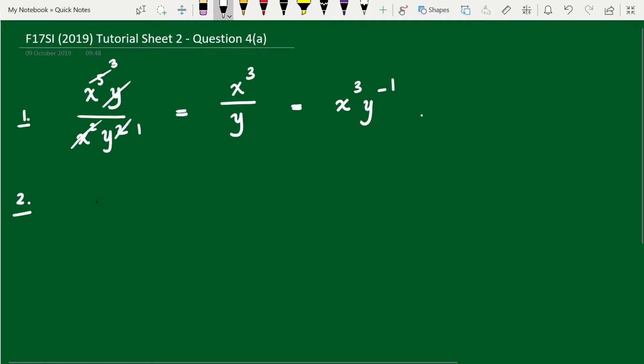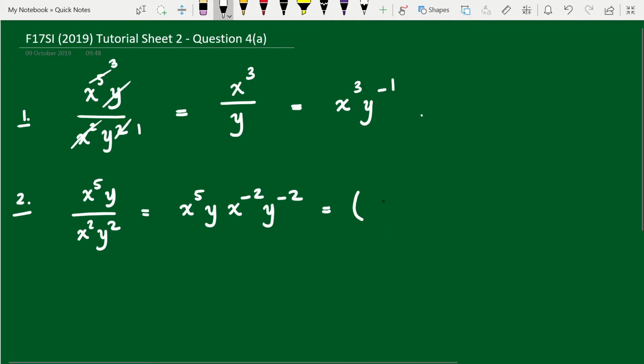Let's have a look. So x to the 5 into y over x squared into y squared. This is the same thing, just rewriting the fraction or the quotient as a product of numbers. You can write this as x to the 5 y times x to the negative 2 y to the negative 2. And at this point we can rearrange the expression given that multiplication doesn't see order. And I'll add little brackets in here just to make it a little clearer what I'm doing. So I'm gathering the x terms together. This is x to the 5, x to the negative 2, and this is into y to the negative 2.